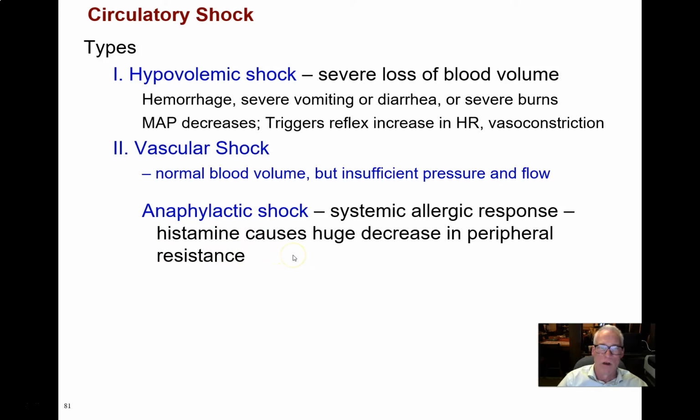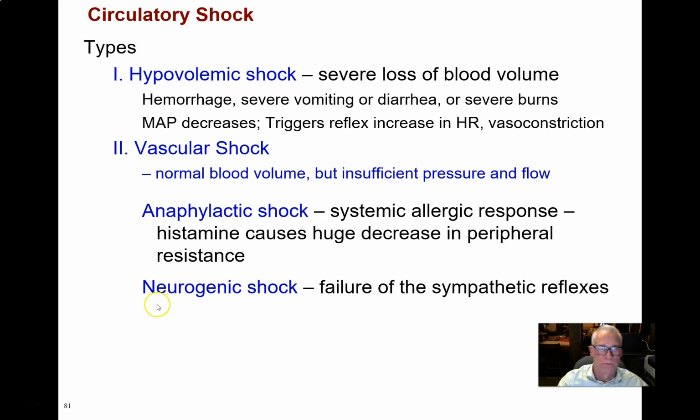Right? Mean arterial pressure is proportional to resistance. Mean arterial pressure equals stroke volume times heart rate times resistance. Resistance goes way down, pressure goes way down.